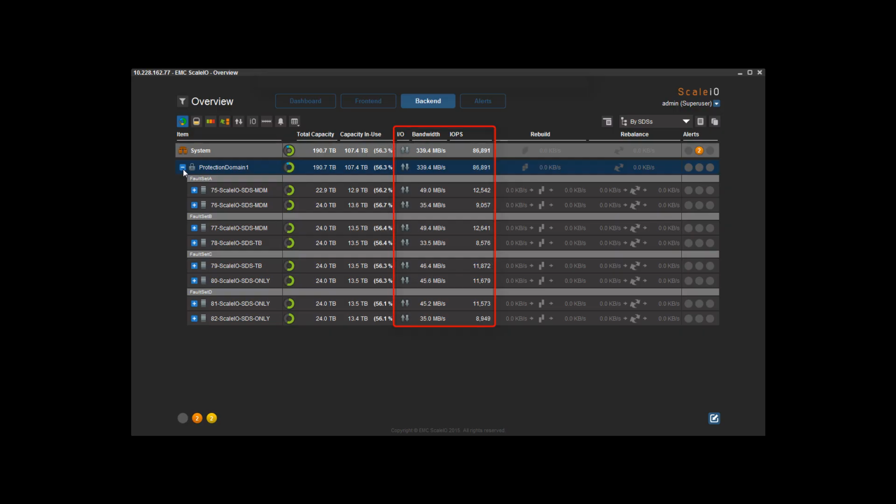As you can see, the I/O load and the capacity are evenly distributed among all the nodes in this protection domain. If you're interested in understanding ScaleIO's even I/O and capacity distribution, consider watching our video on storage pools after you finish this video. Today we will illustrate how ScaleIO can continue serving data even when all of the nodes in a fault set are lost at the same time.